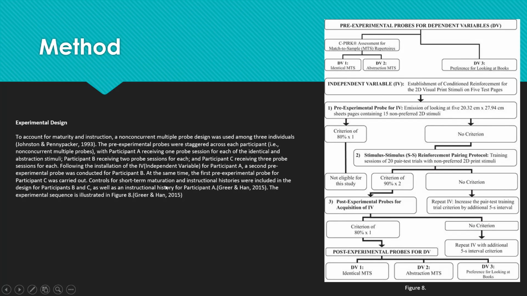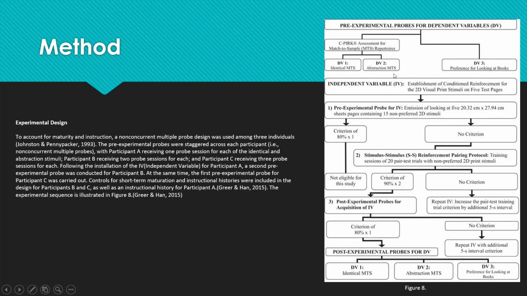Controls for short-term maturation and instructional histories were included in the design for participants B and C, as well as an instructional history for participant A. The experimental sequence is illustrated in Figure 8. We can see here all the dependent variables mentioned. The DV is the dependent variable.